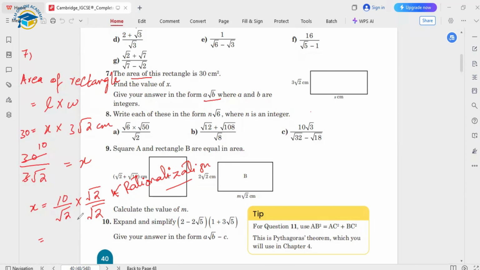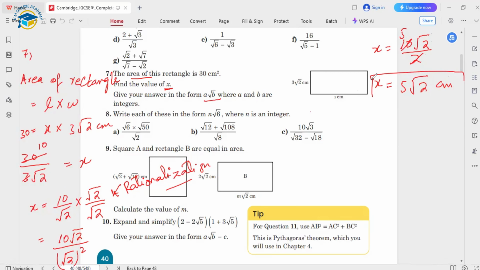After this, we will go with the simplification. 10 square root 2 in the numerator we can write as it is, and when two square roots of 2 are multiplied together, we get square root 2 squared. The square cancels out with the square root, and we are left with 10 square root 2 over 2. This can be simplified a bit more, 10 divided by 2 is 5. So we got exactly the form 5 square root 2 that they were asking for, and a and b are integers, so 5 and 2 are integers. This is the length that was missing, the value of x.